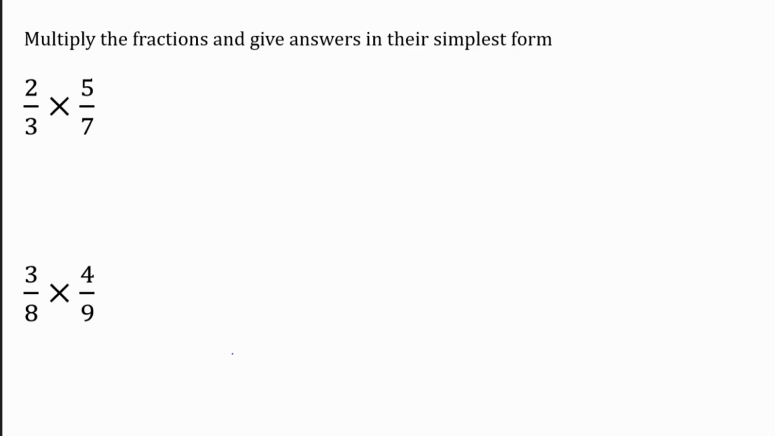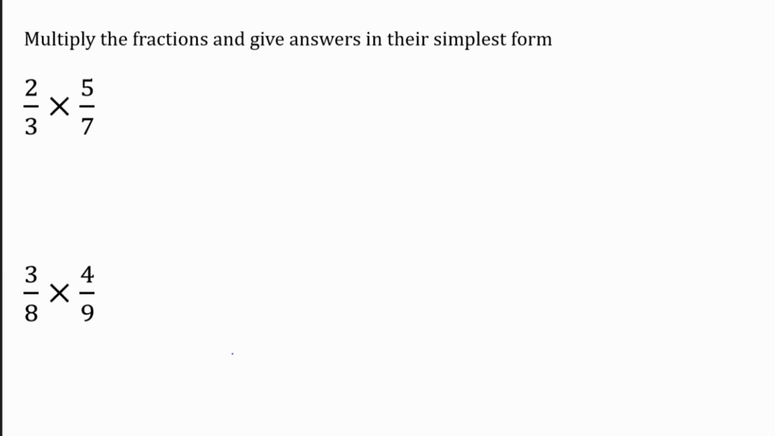So in today's video, we are going to be looking at how to multiply fractions. Whenever we are multiplying fractions, we multiply the numerators by each other, which are the top numbers, and then we multiply the denominators. So in the first one, we have 2/3 multiplied by 5/7.